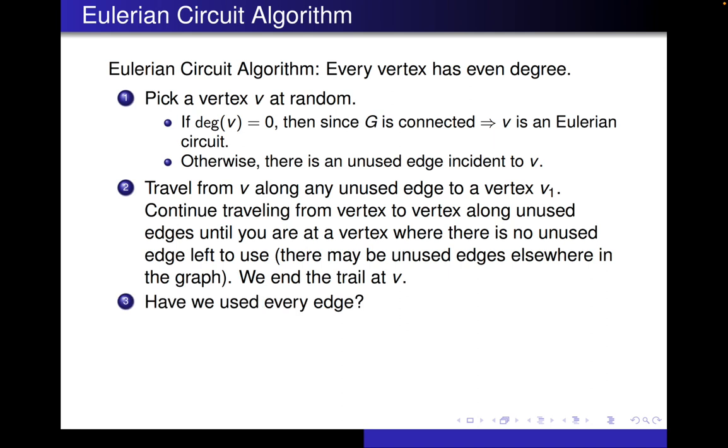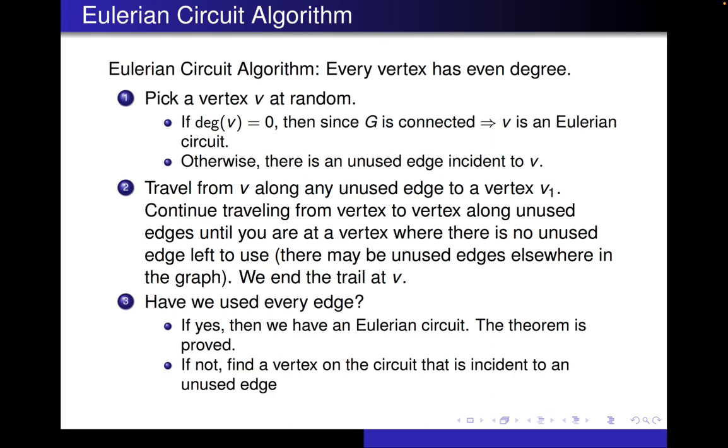So now that we've made this circuit that begins at V and ends at V, we ask ourselves, have we used every edge? And of course, there are two answers to that question. One answer could be yes, that would be nice. If we've used every edge, we have a circuit, that's an Eulerian circuit, and we are done. The theorem is proved. But the answer might be no, and that means now we've got to figure out how to make that other circuit that we're going to paste together with our first one.